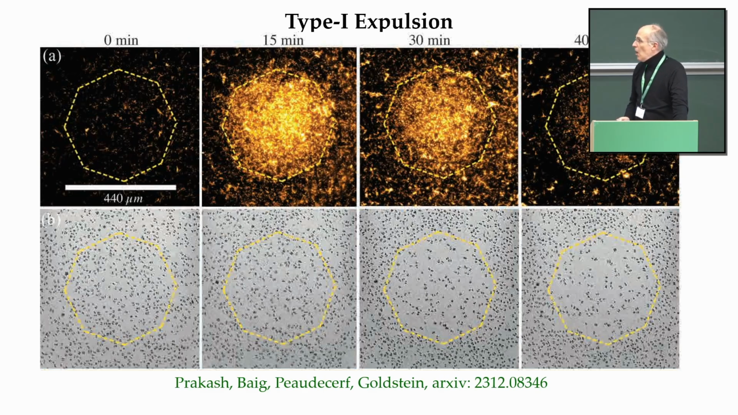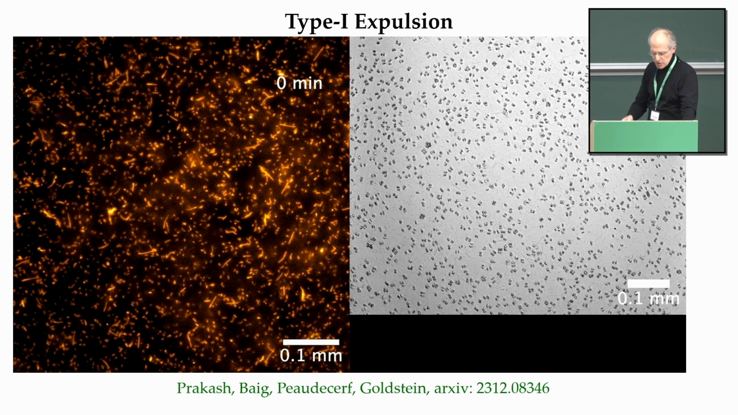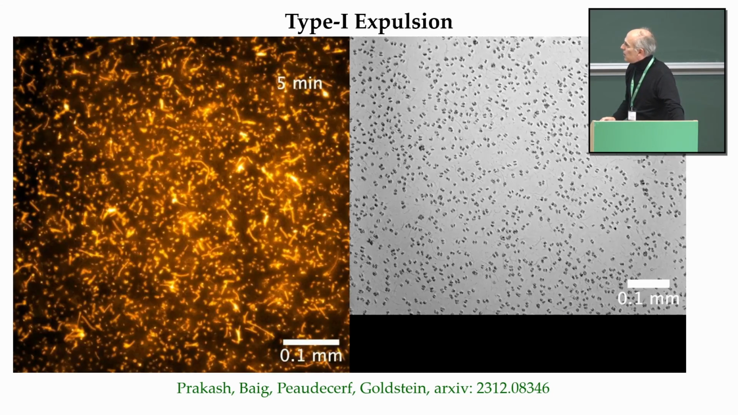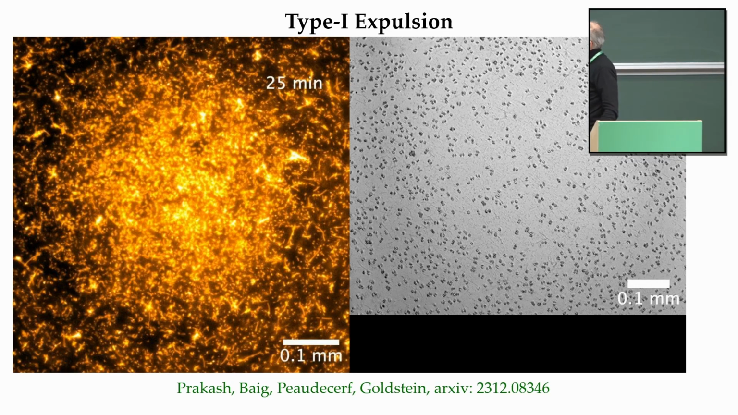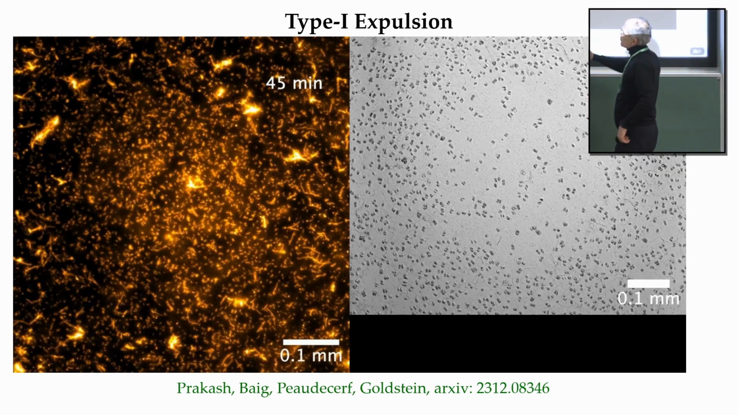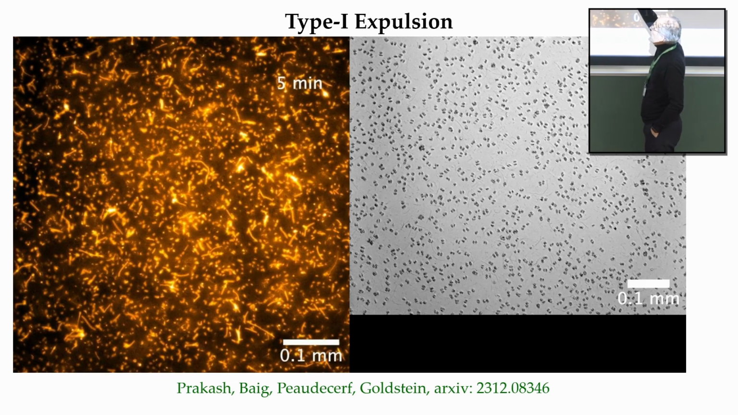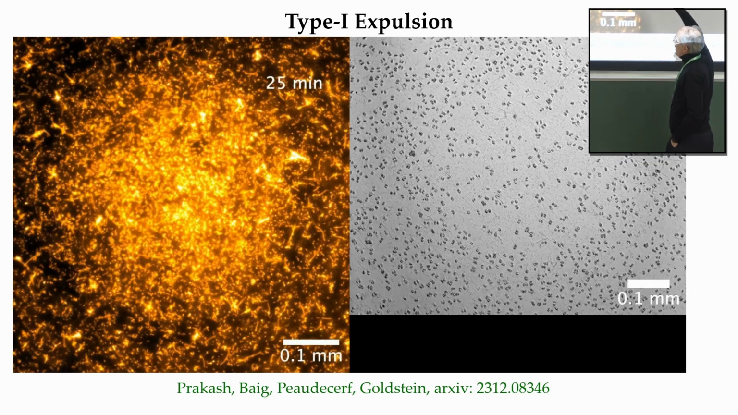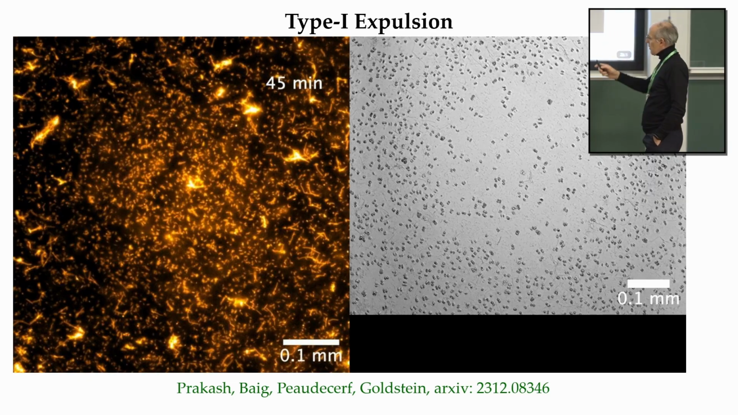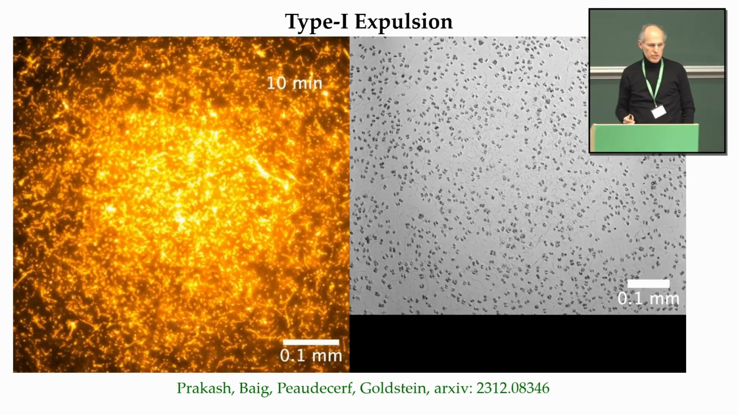Okay. Now we also discovered... Sorry, let me show you this video. I hope it plays. So you can see it's just animating those pictures, but there's this pile up, and then the bacteria dissipate out of the region, and the algae get thrown out. Now that's what we'll call type 1 expulsion.